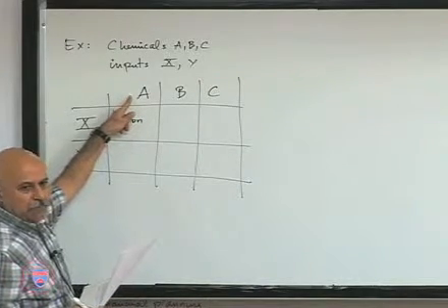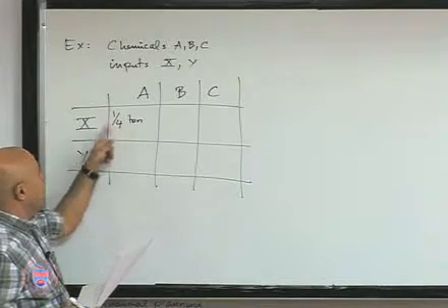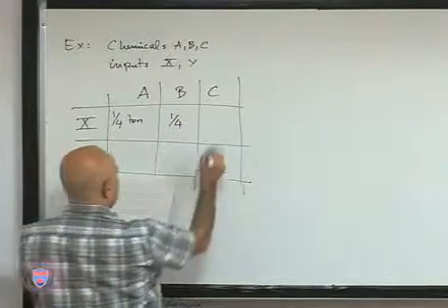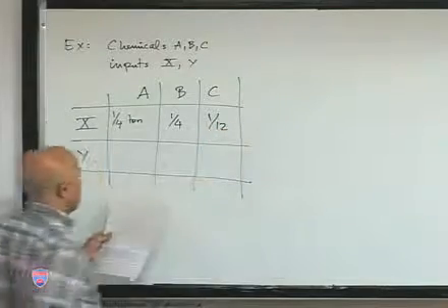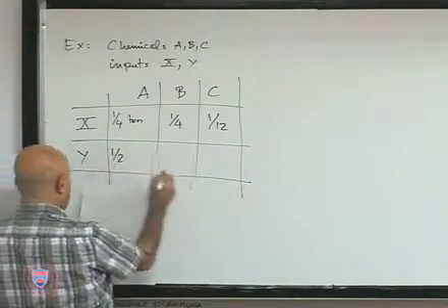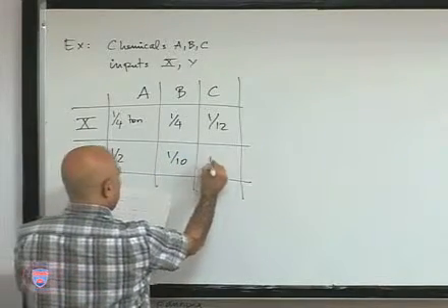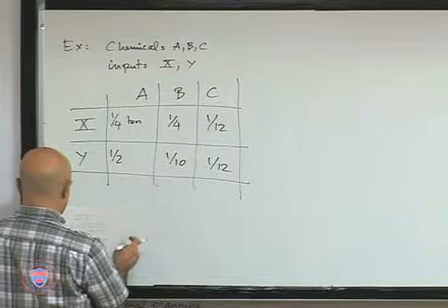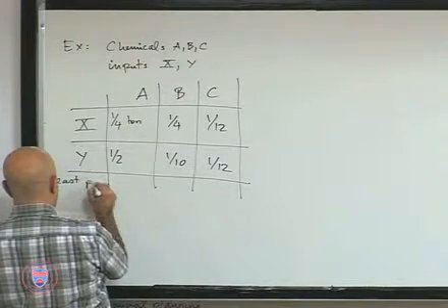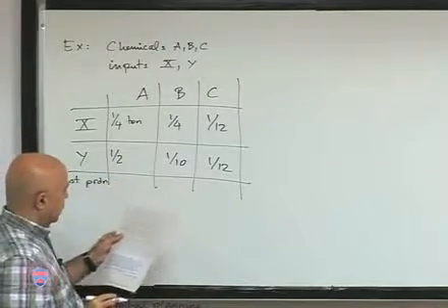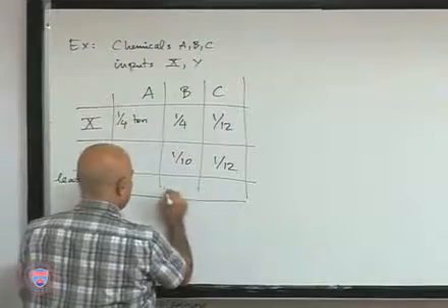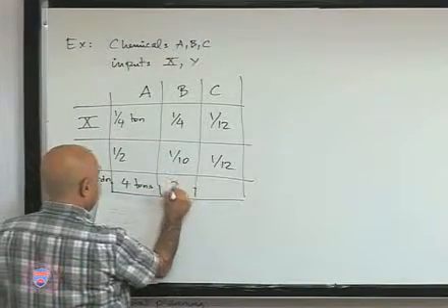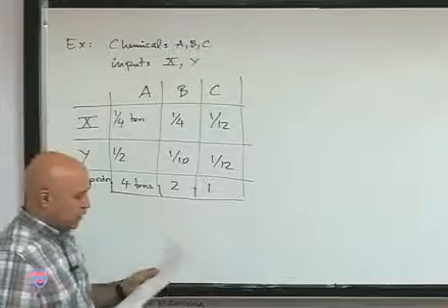To produce 1 ton of A, you need to input 1/4 ton X. Okay. Similarly, 1/4 here, 1/12 for this one, 1/2 here, 1/10, 1/12. Okay, there's a least amount of production you should have, and those are given as 4 tons for A, 2 tons for B, and 1 ton for chemical C.